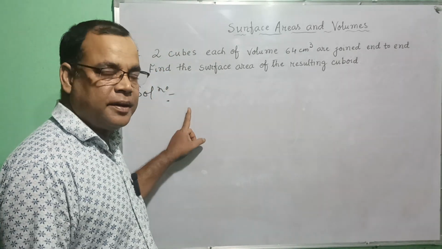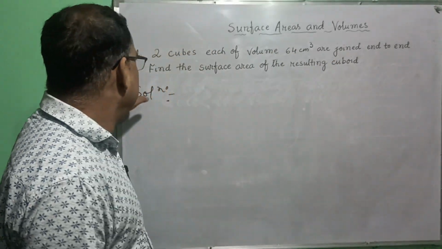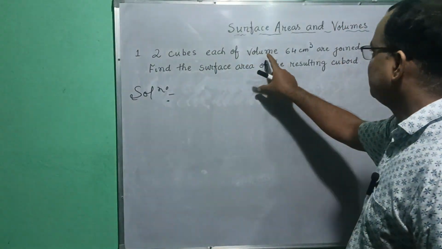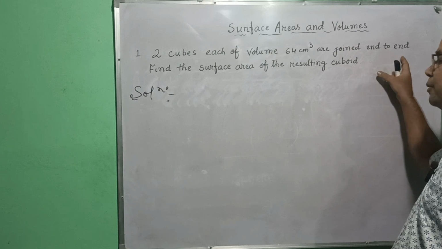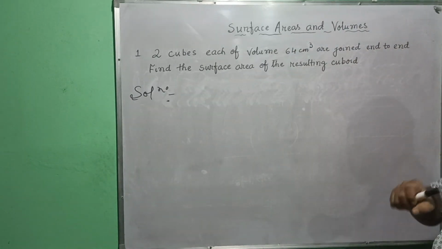Today we are going to practice some word problems based on surface areas and volumes. So the first question is, two cubes, each of volume 64 cubic centimeter, are joined end to end. Find the surface area of the resulting cuboid.